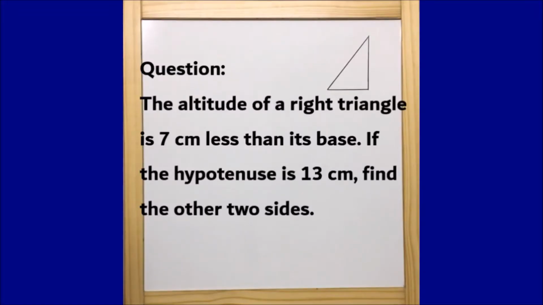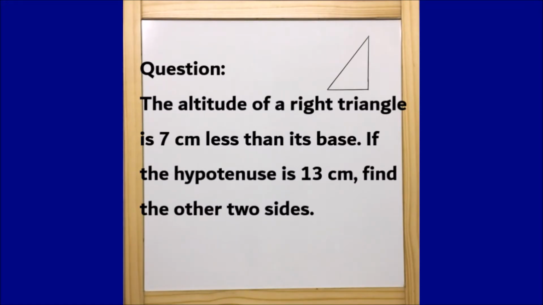Here the given question is: the altitude of a right triangle is 7 cm less than its base. If the hypotenuse is 13 cm, find the other two sides. So that means in the given question they have given us the hypotenuse and the altitude, which is 7 cm less than its base, and we need to find the other two sides. That means we need to find out the exact length of the altitude, and also the base.